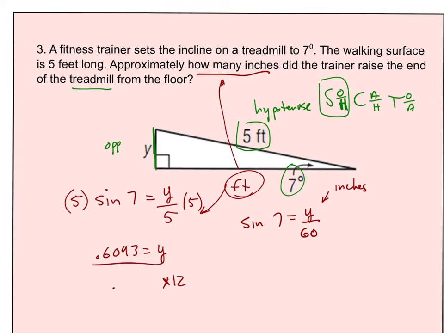That's in terms of feet. So I need to take 0.6093 and multiply it by 12. So that becomes 7.31. So I can say this thing is about 7.31 inches off the ground. Doing it this way, I should get the same answer with one fewer step. So I take 60 times sine of 7, and I get exactly that, 7.31 inches. So wherever you have to convert it to inches, it's just a matter of where you want to do it.